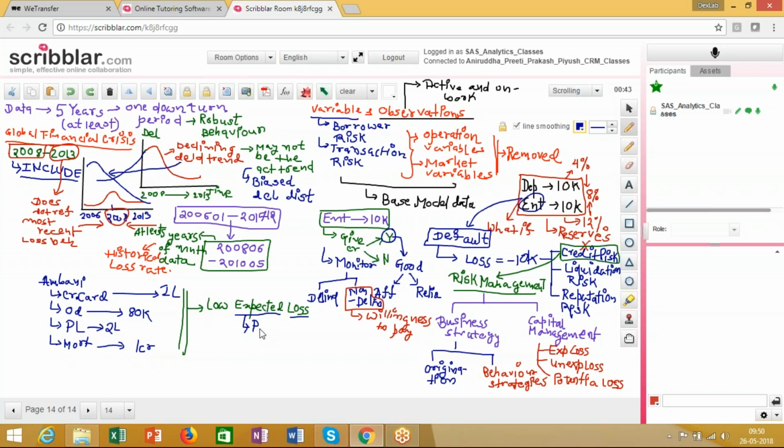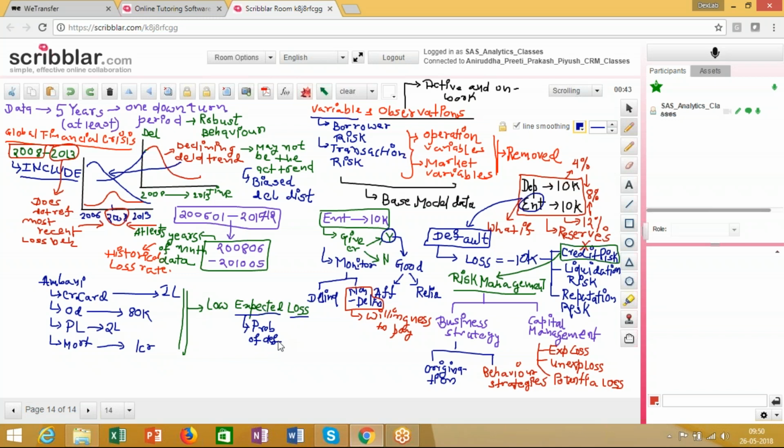So over here, the first thing that I need to understand is the probability of default. I need to know what the chances are that this guy would default in the next 12 months. Generally, whenever a bank is assessing, it always assesses the behavior of a borrower in the next 12 months. So in the next 12 months, what are my chances of defaulting? That's one.